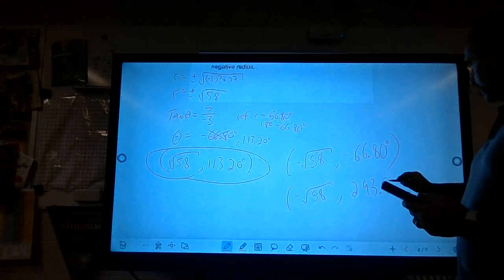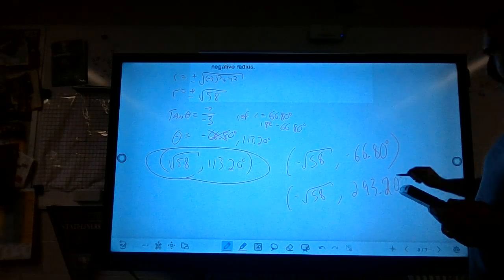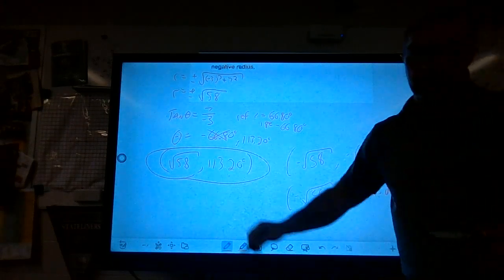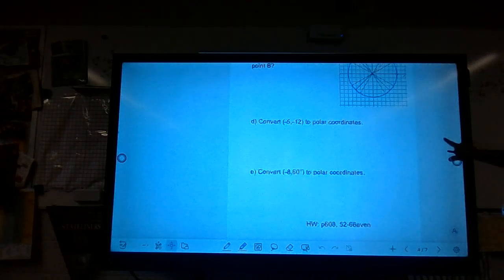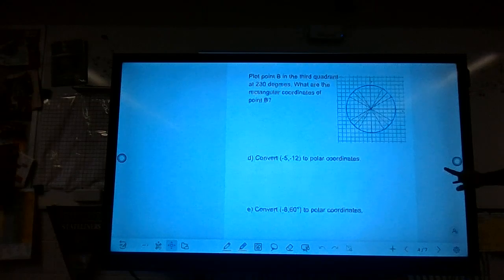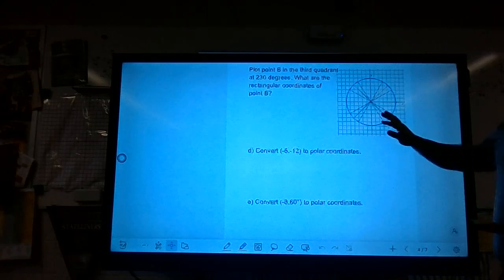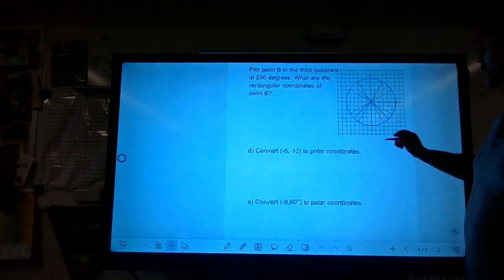All of these points, 1, 2, 3, they all describe the exact same point. All right, moving on. So plot point B at 230 degrees.